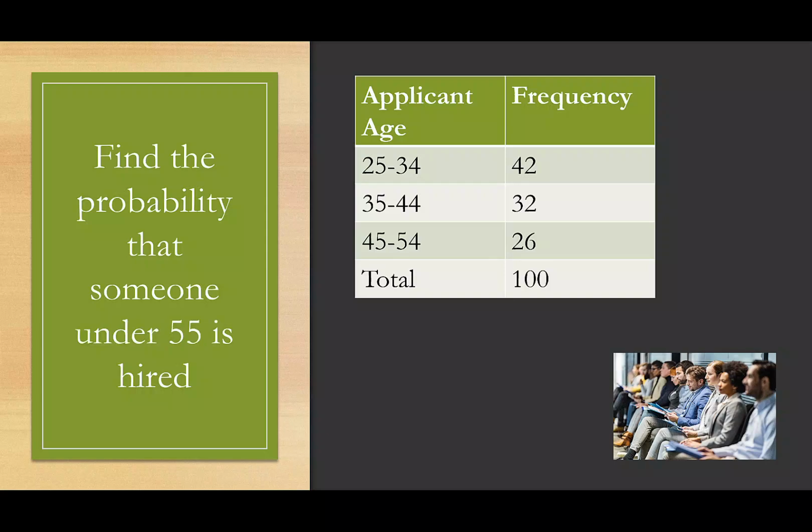Let's find the probability that someone under 55 is hired. This time, our probability of under 55 is 100 over 100, which is 100%. Everyone that applied fell into this category of under 55. We could also look for the probability that someone over 55 is hired. This time, because no one is over 55, our probability is 0.